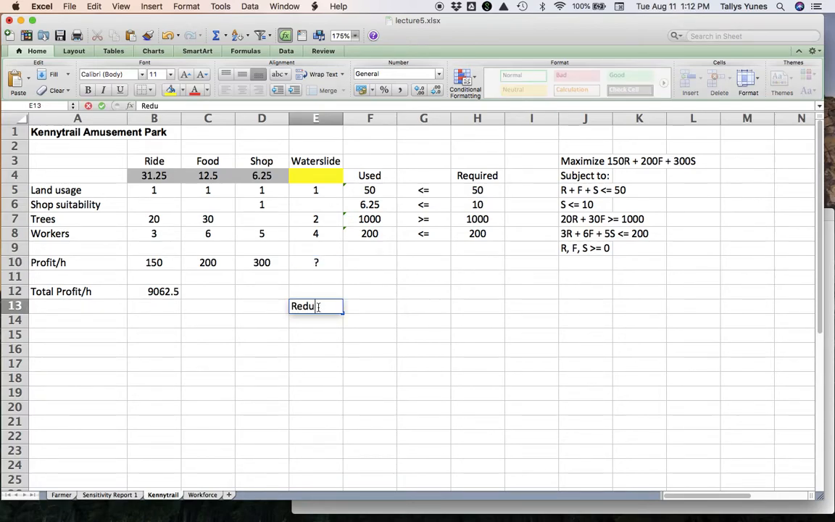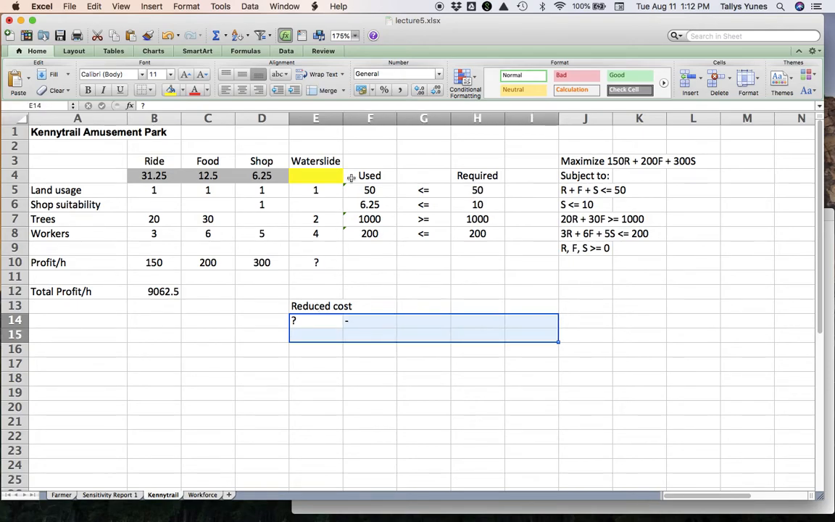The reduced cost would be that number, question mark, minus what? You take every number that multiplies this variable in every constraint times the corresponding shadow price of that constraint that the sensitivity report gives you. Right? So let's do that.